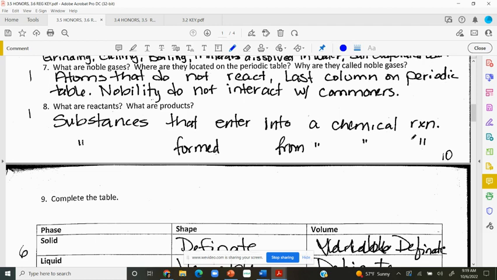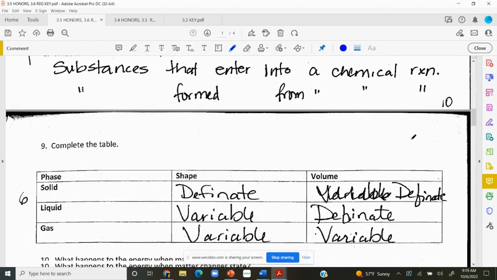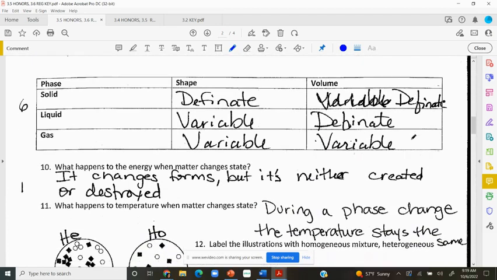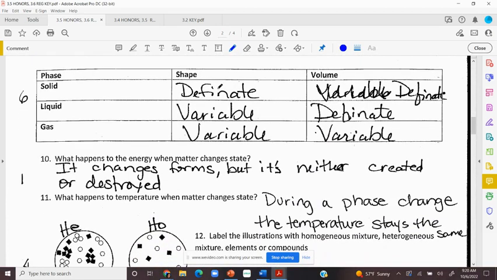Okay. All right. When we talk about solids, liquids, and gases, our solids have a definite shape and volume. Our liquids take the shape of the container, so we say that they're variable. The volume then is going to be definite, and then gases, they're both variable. They take the shape and volume of their container.